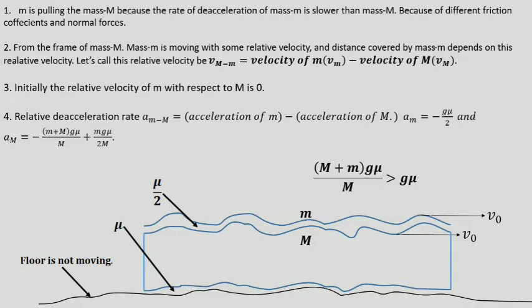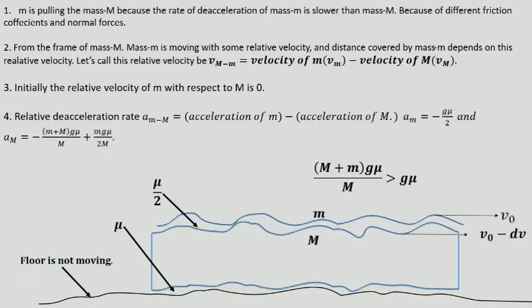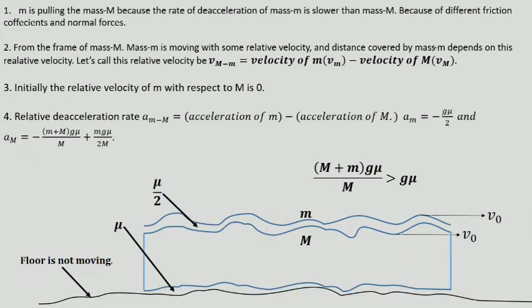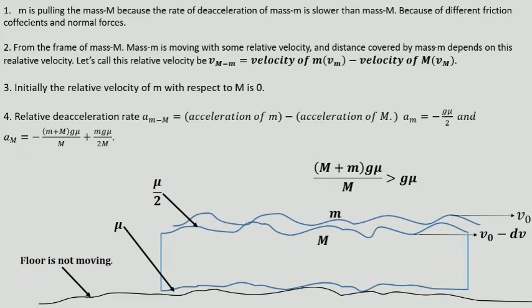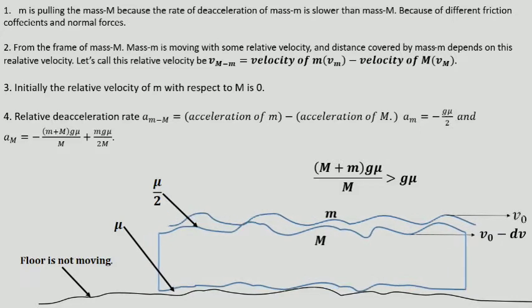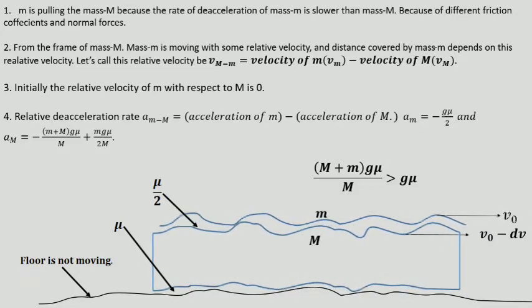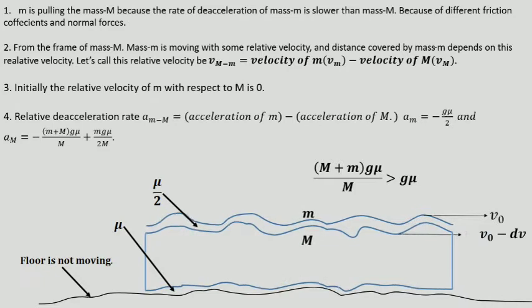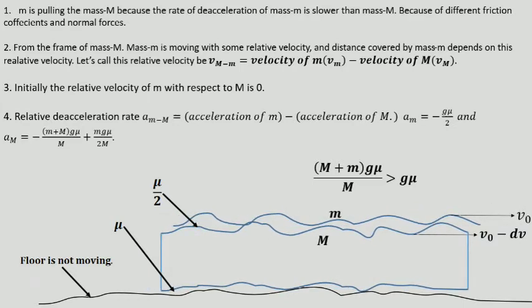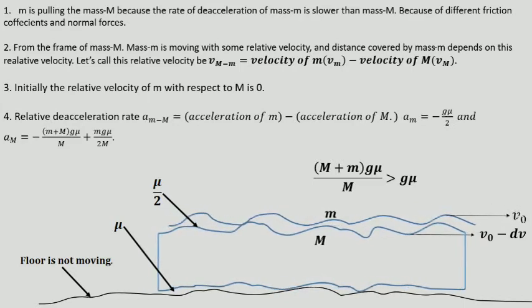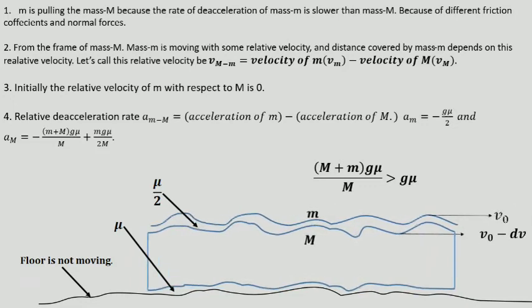That is quite obvious, and we are adding here m g mu by 2M because we know that the small m mass has some higher velocity, so it hits the grooves of capital M and starts feeling friction, and from the frame of reference of small m, it is pulling the capital M mass. So we are adding here m g mu by 2, which is the force exerted by small m on capital M, and we are dividing this by M because acceleration equals force by mass.